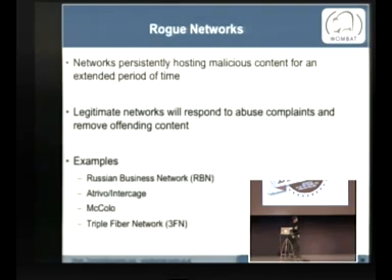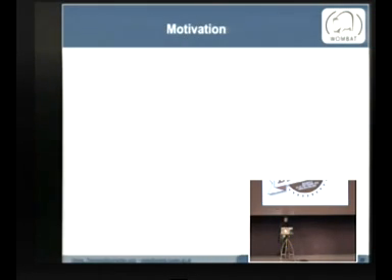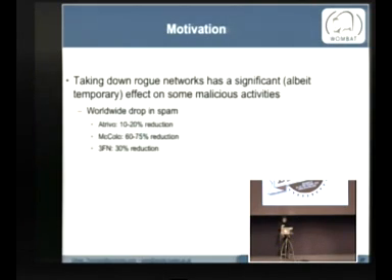On the other hand, for example, the Russian Business Network, a well-known bulletproof hoster, was taken down some time ago for a short time. Atrivo, McColo, the 3FN network. All those networks are examples of bulletproof hosters where malicious content can stay online for a very long extended period of time, in some instances even for years.